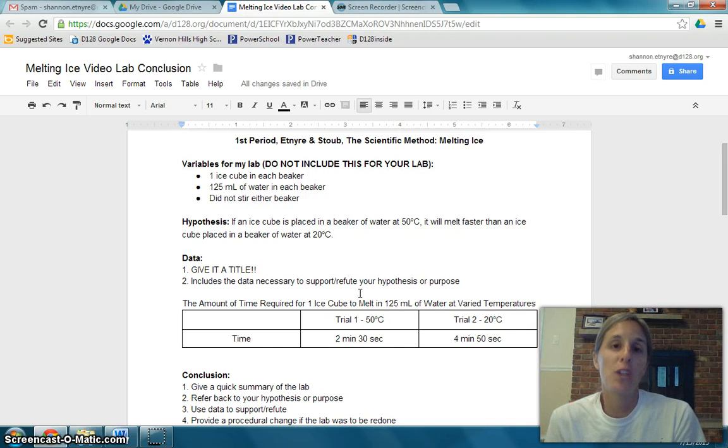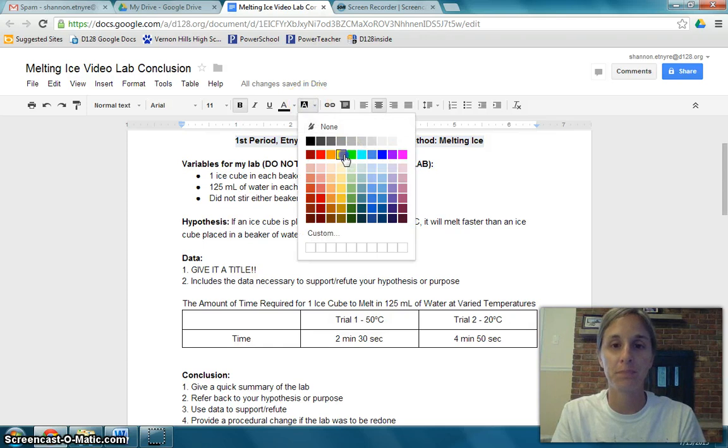So the first thing we want to do is give our lab a title. What you'll do for this lab only is give me the period, the names of you and your lab partner, and the title for the lab, which you can see at the top of my screen here. We were looking at melting ice based on the scientific method.